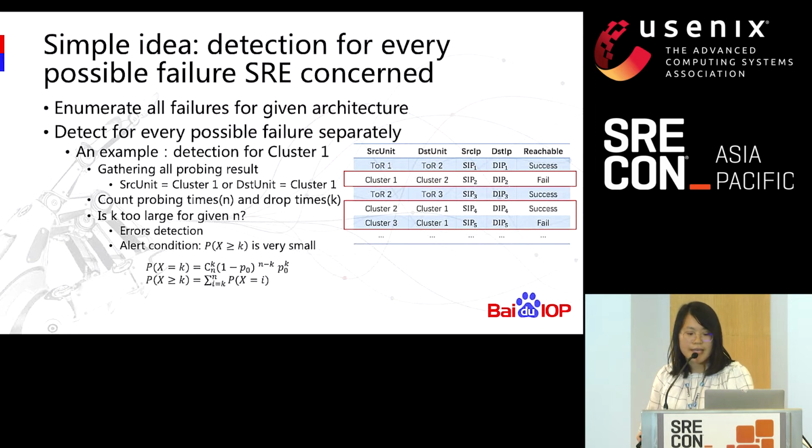The essence of detection is to answer the question, is the drop rate too large compared to usual? Or is the K too large for given N? This is error detection. This just falls into the scope of binomial distribution. Here I list the formula. We can get the normal drop rate P0 by observing for a period of time. Error detection has been shared in detail by my colleague this morning. You can refer to the talk Anomaly Detection on Golden Signals.